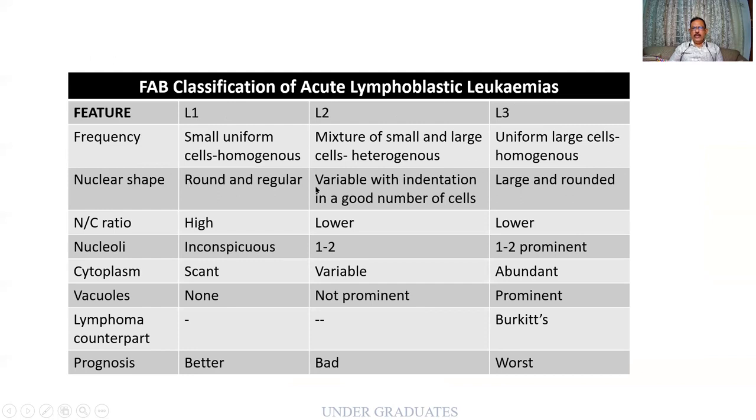The nucleus is also smaller than the rest. NC ratio, that means the nucleus is high when compared to the entire cell. There is no conspicuous nucleoli. Cytoplasm is scanty, no vacuoles, and prognosis is relatively better than the other two types.